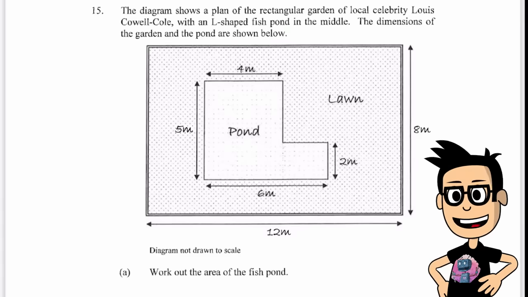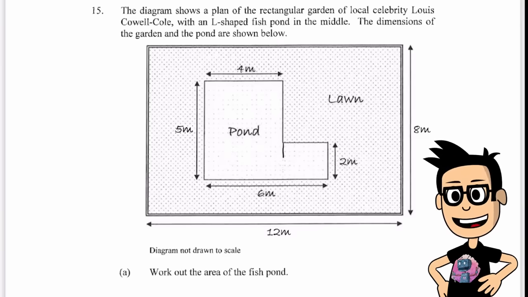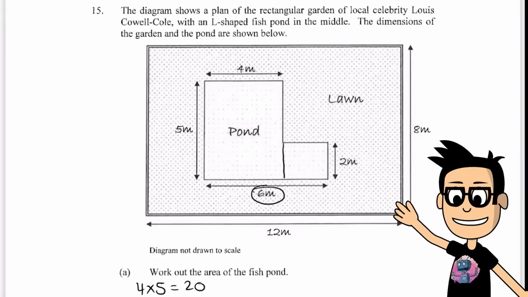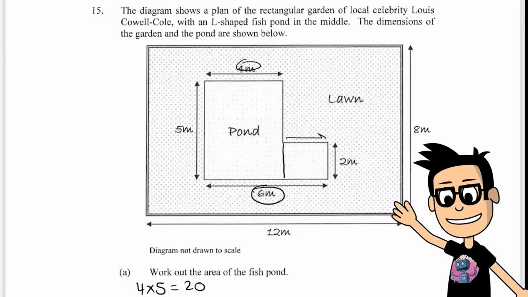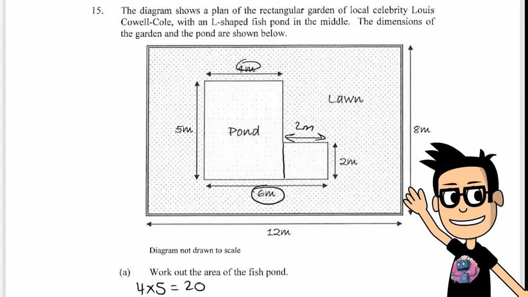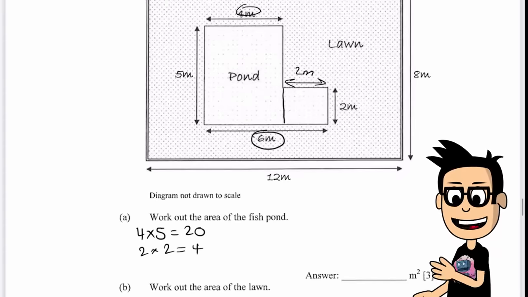So the first thing we're going to do is split this up. And the way I'm going to do that is by simply going ahead and drawing a line in the middle. And now I've done that, I can calculate the first area, which is 4 times 5, which gives me 20. And because the bottom entire is 6 and we have a top of 4, that means this length here is going to be 2 meters. So again, 2 times 2 will give us 4.